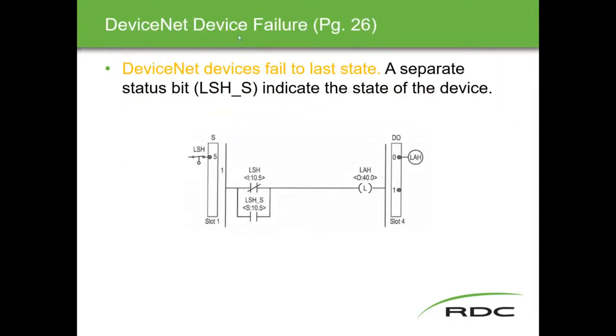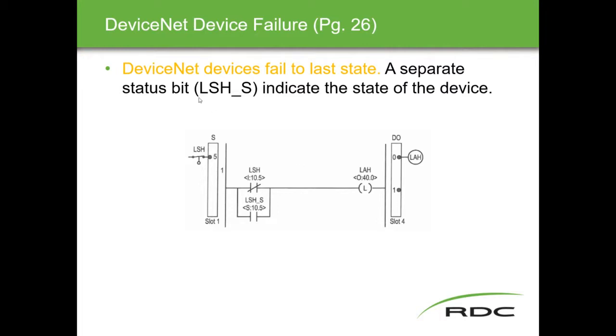Okay, DeviceNet, device failure. DeviceNet by nature fails to the last state. It does this by using a separate status bit that indicates the state of the device. Okay, so this is the status bit. You'll see input 10.5, output 4.0, and here we have S for status.